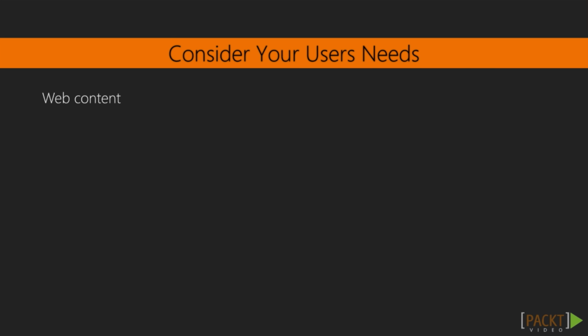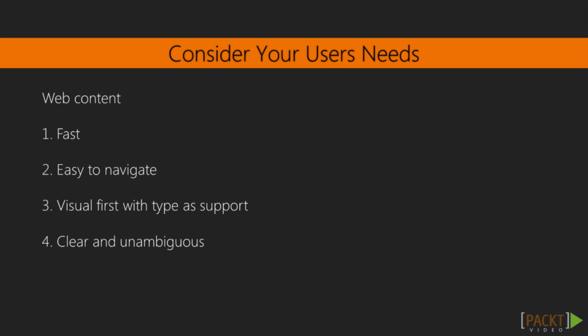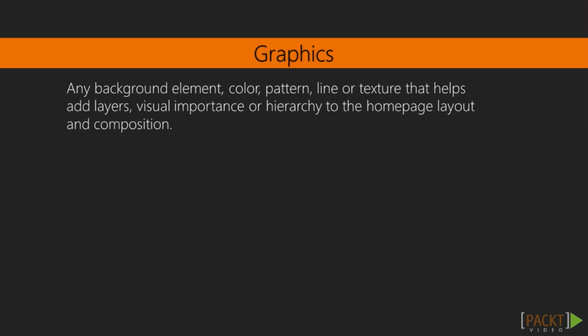When considering the design of a web page, we need to consider our user's needs. In the previous section, we defined some values. One, that it was fast, easy to navigate, visual first with type as contextual support, and clear and unambiguous. This, when applied to our media, is small images, limited use of video, but when we apply it to our graphics, it should stay the same.